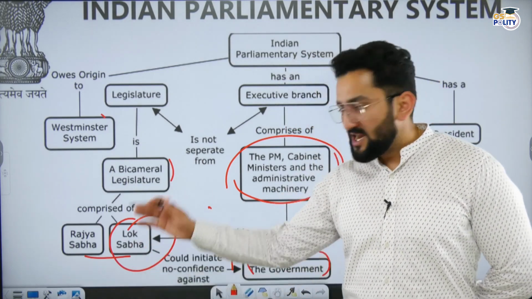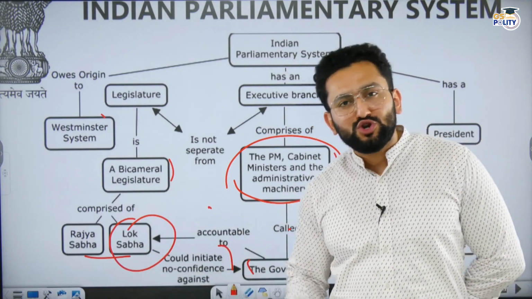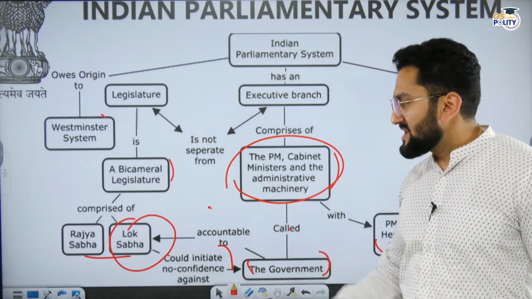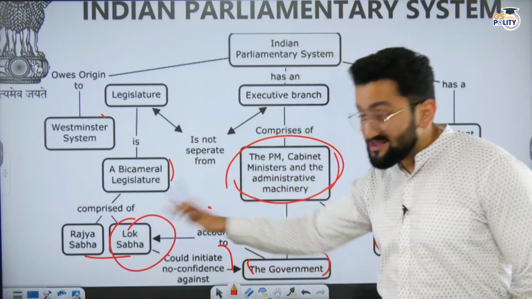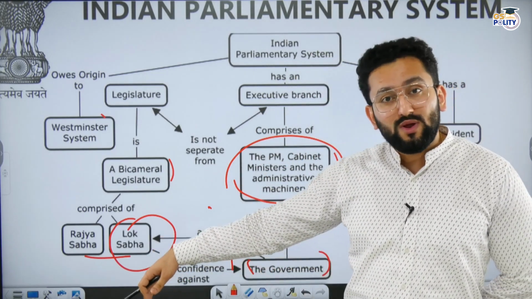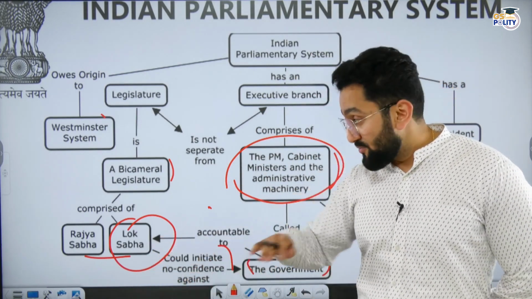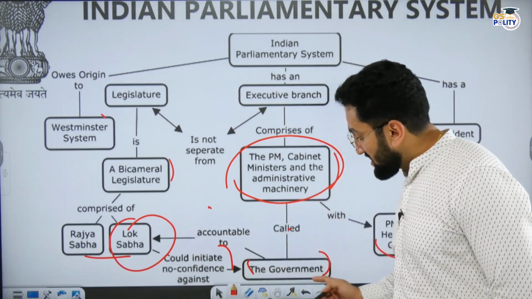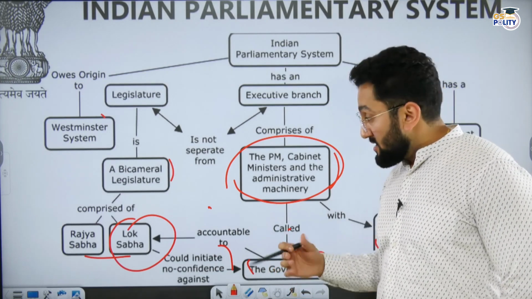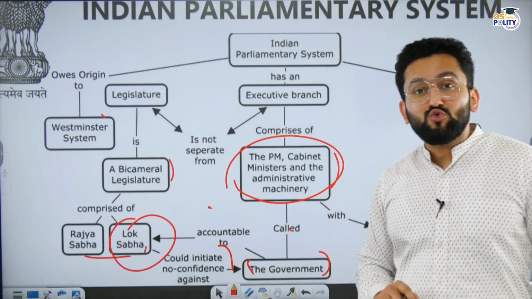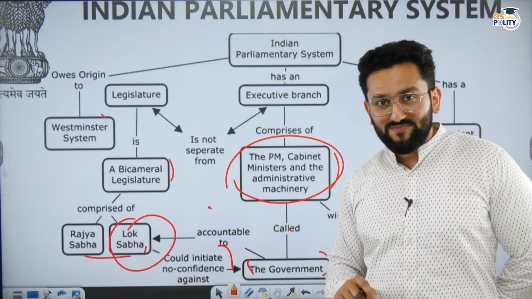It is not like if any member of Rajya Sabha wants to ask some question from a minister or the Prime Minister, then they can say, no, we are only responsible to Lok Sabha. No, this is not the case. They have to answer their questions, their queries, right? But the point is, a government can lose its tenure only when it loses its majority in Lok Sabha. Okay?